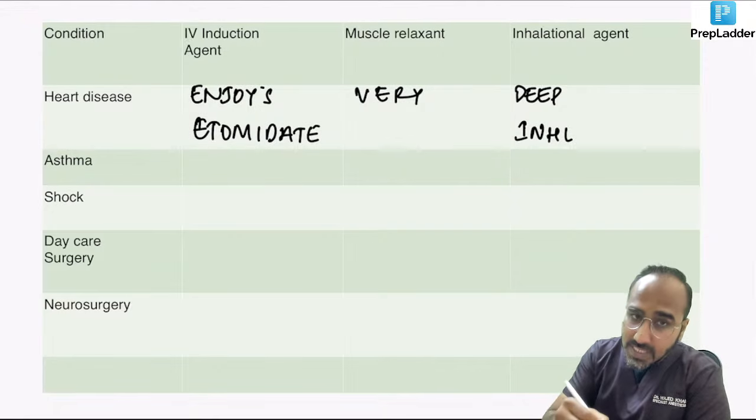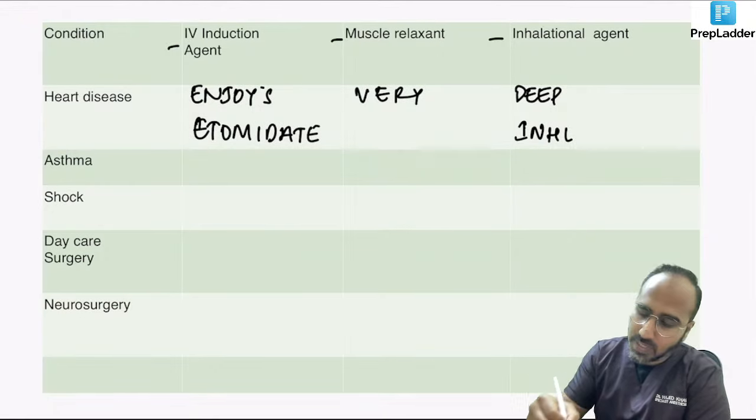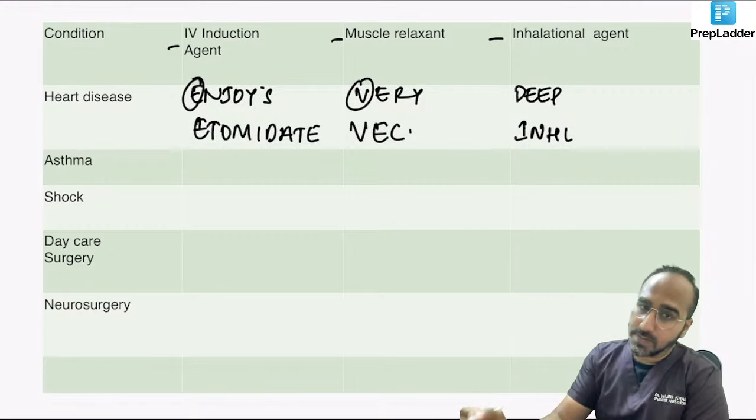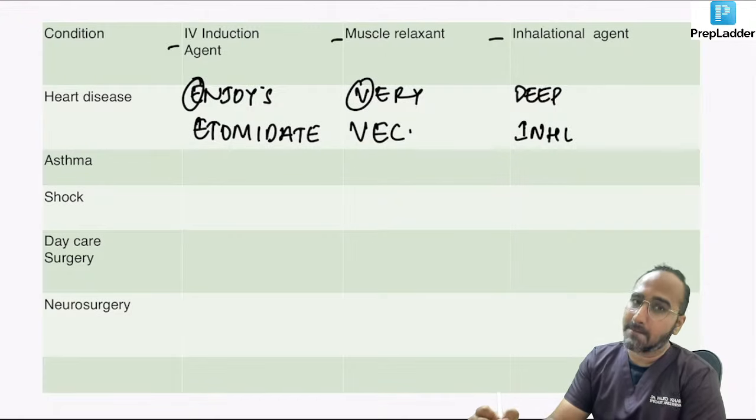Remember, if a patient is having heart disease, which is the IV induction, which is the muscle relaxant, and which is the inhalational agent we are discussing. Okay? Next. Heart enjoys very. V stands for what? Vecuronium. Vecuronium should be given. Why? Because vecuronium is a cardiostable muscle relaxant.